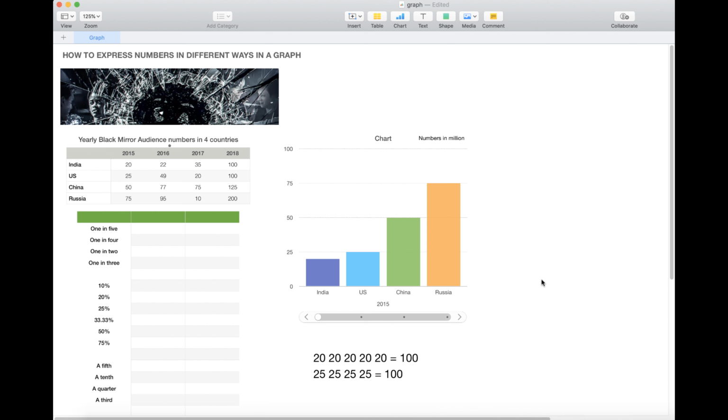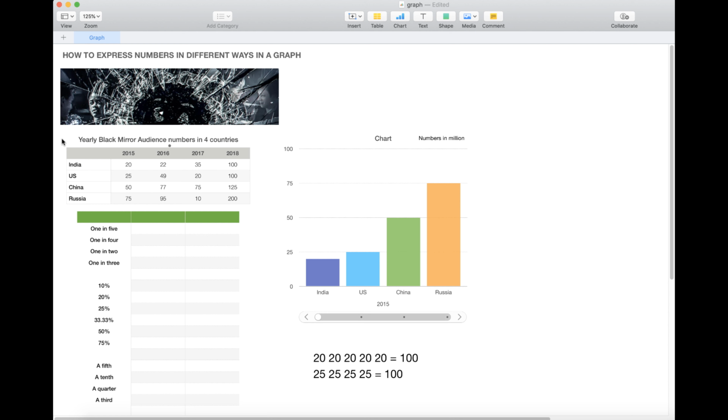Hey everyone, welcome to another video of IELTS, and in this video we're going to look at how to express numbers in different ways in a graph. Obviously you might have heard about this, or if not, this is a good way to refresh some of that vocabulary. You can use this for your next IELTS writing task 1 graph, in the next presentation that you do for your office, or a report or an assignment. And yeah, let's just jump right into it.